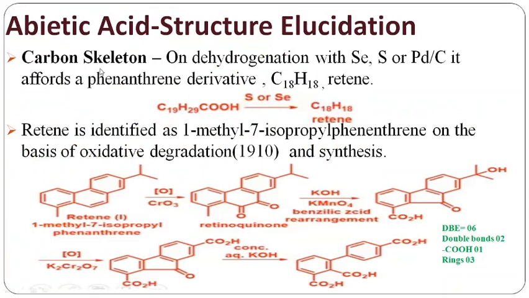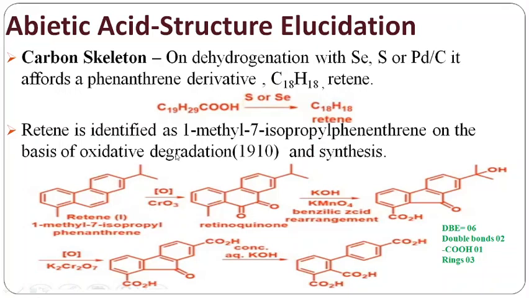Next we have to assign the nature of the carbon skeleton which is present in abietic acid. Abietic acid is again subjected to chemical analysis. On dehydrogenation with selenium, sulfur or palladium in the presence of carbon, it gives a phenanthrene derivative, retene. The molecular formula is C18H18. This retene is identified as 1-methyl-7-isopropyl phenanthrene on the basis of oxidative degradation and synthesis.